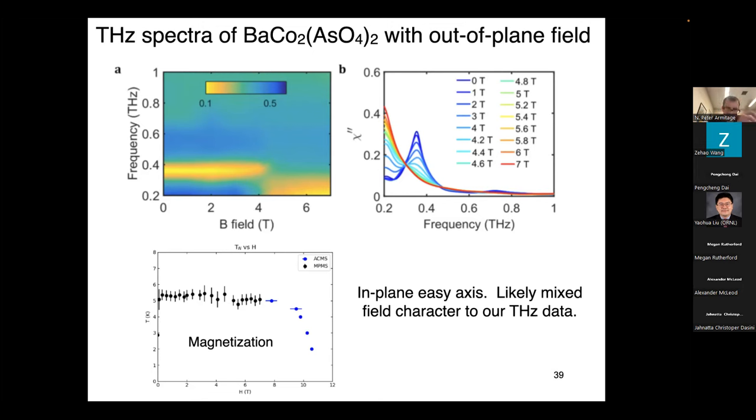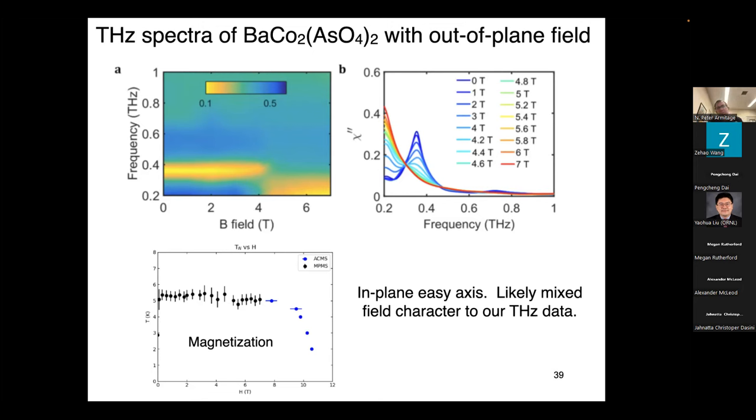Data like this, so again, very, very small field scale. To get something like this in alpha ruthenium chloride, you have to go up to something like of order 80 Tesla. That's believed to be the field scale that you need to suppress the magnetism in the system. The field scales here are much, much smaller.